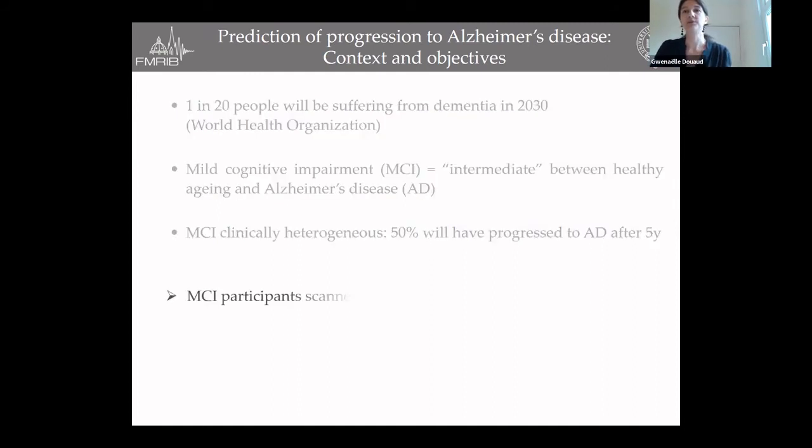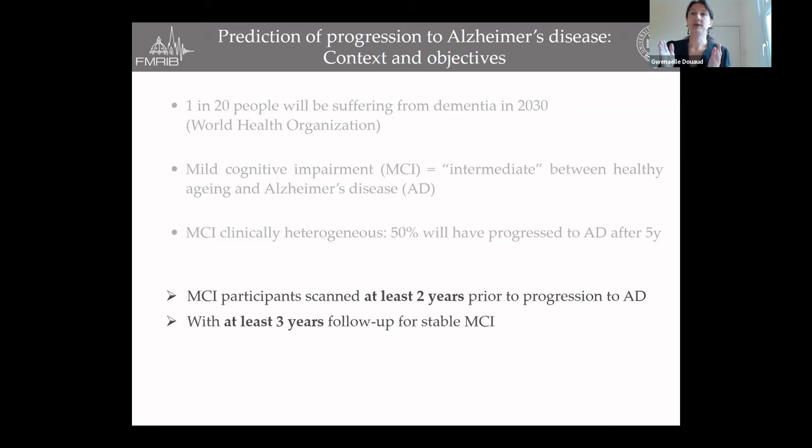So what we did in this study was to look at MCI participants who were scanned at baseline and then very carefully followed up clinically and neuropsychologically every year for up to, I think, 6 to 7 years. Some went on to progress to Alzheimer's disease, but what we were interested in here were people who had progressed to Alzheimer's disease at least 2 years after their scan. That gives us, if you want, a window of opportunity to do something. If we can detect very early on that they will progress in the future, in at least 2 years, to Alzheimer's disease, it might give us just enough time to do something about it.